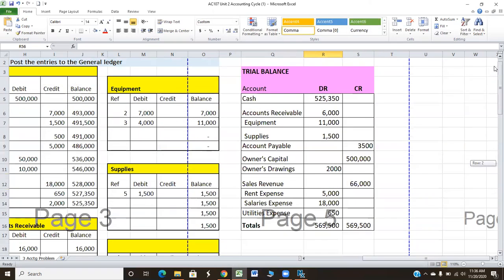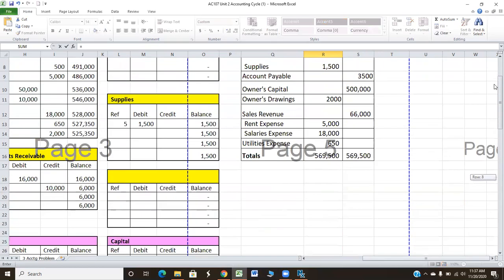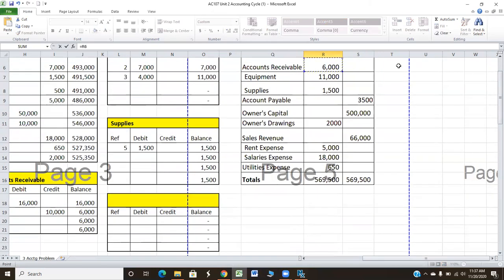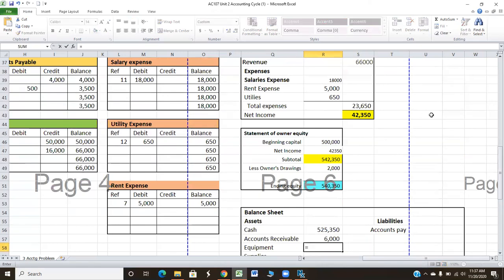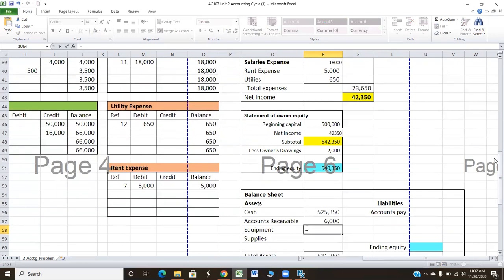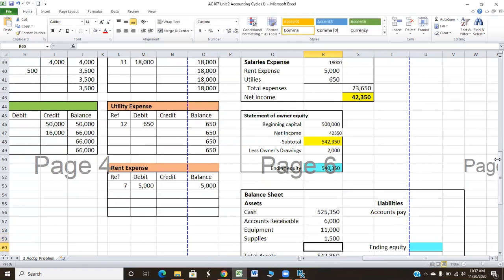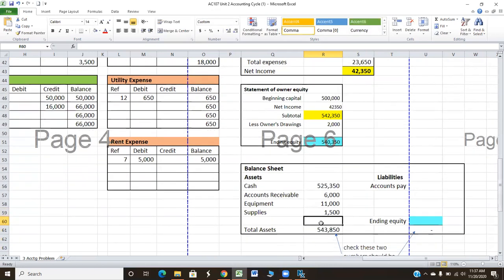I can't remember. Cash was 525,350. Okay. Or you could do equals and then click up there. Accounts receivable was 6,000. Equipment was 11,000. And then supplies 1,500. So this totals it for you. So your total assets are 543,850. If it didn't, you would just write total assets and do your own total. Okay, do the sum of all these.